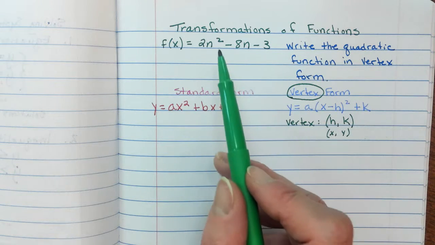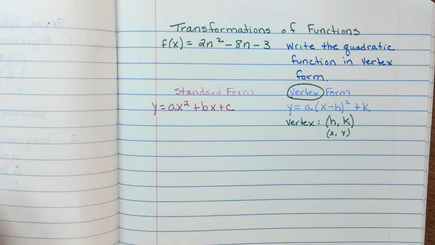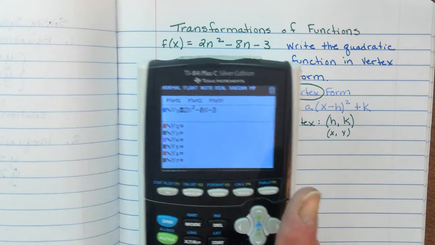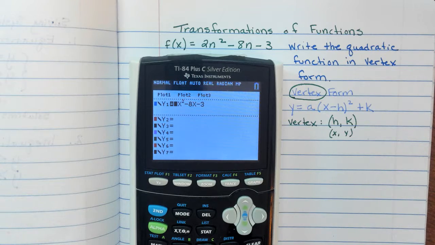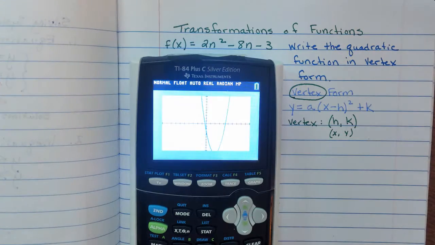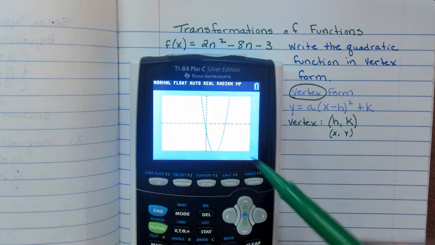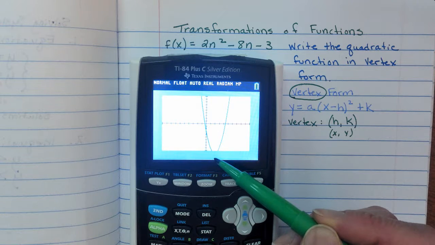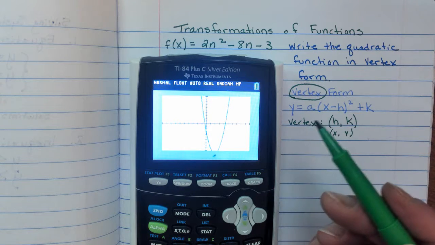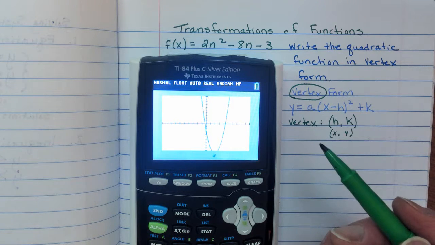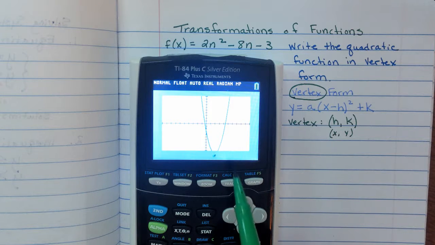So the easiest way to do this is to put this in the calculator. So we put it in our calculator in our y equals. I'm going to use x's instead of n. Then I'm going to go ahead and graph it. Well, my vertex is actually down here. You don't need to worry about seeing it, but I could zoom out if I wanted to. So let's go ahead and find that vertex.